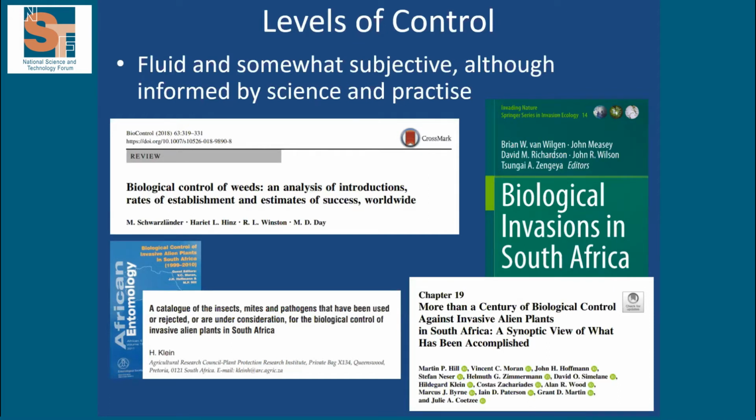And often this is very subjective. As the nature of humans assigning a category to something, it is subjective and it is fluid. But it is informed by science and practice. And as research evolves and as we utilize or investigate additional agents to manage specific weed species, the level of control assigned to a particular weed species may change. So those are just some of the publications that have dealt with how we assign levels of control for some of the plant species that we work on within South Africa.